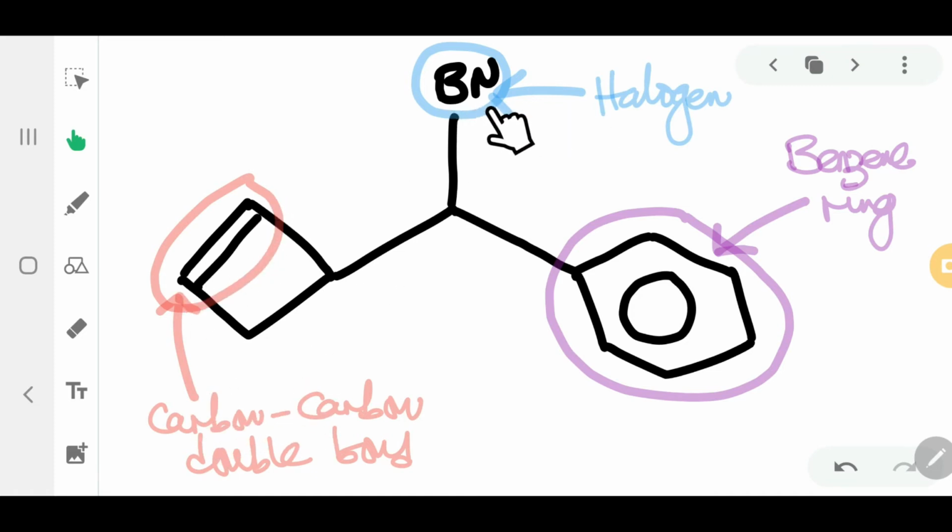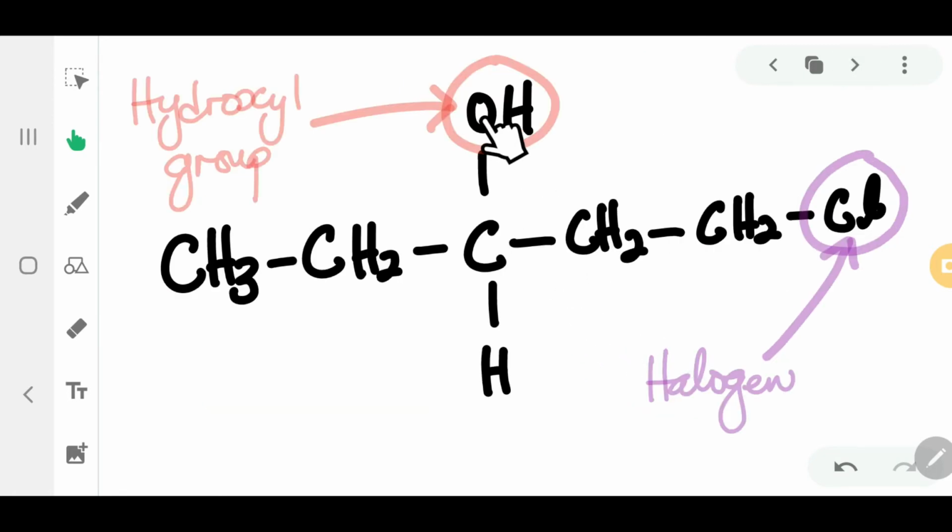that is the halogen. So halogens are chlorine, bromine, fluorine, iodine. Those are examples of halogen. And you have benzene ring over here. Hydroxyl group is the OH group attached to your hydrocarbons. So that is hydroxyl group. Another halogen. This is chlorine, but the functional group is halogen. Very easy to be identified.